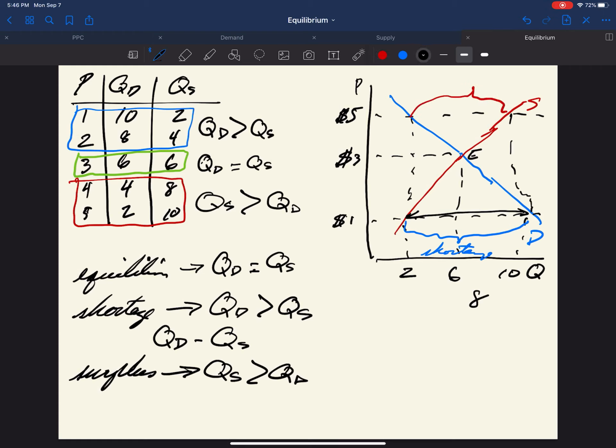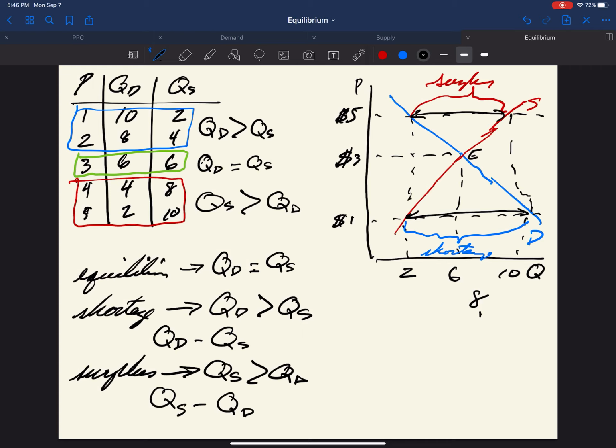All right. So how do you measure this? Well, you're essentially going to be doing the same gap point to point as you did with a shortage. So in this case, 10 minus 2 is 8. So my surplus at $5 is 8. At $4, 8 minus 4 is 4. So my surplus at $4 is 4. Mathematically, that comes out as quantity supplied minus quantity demanded.